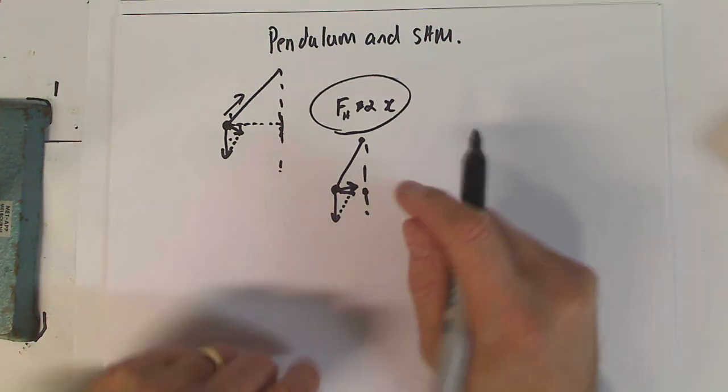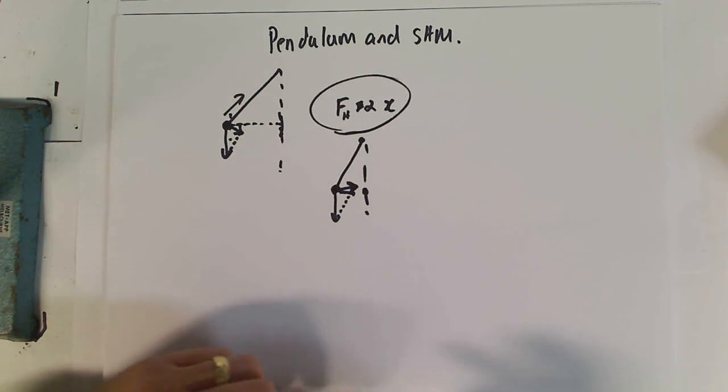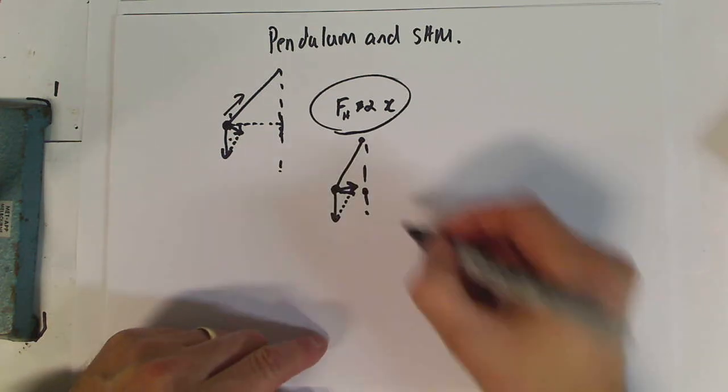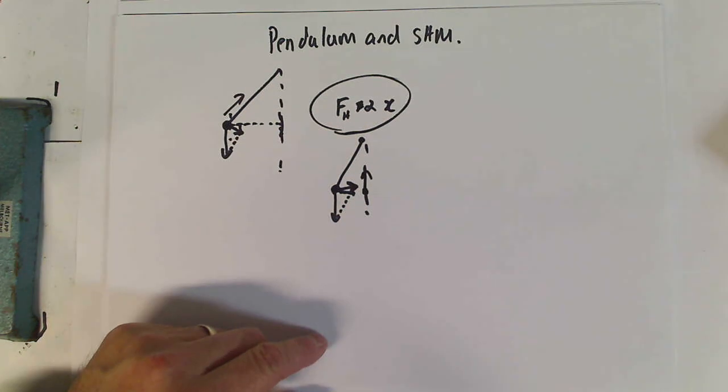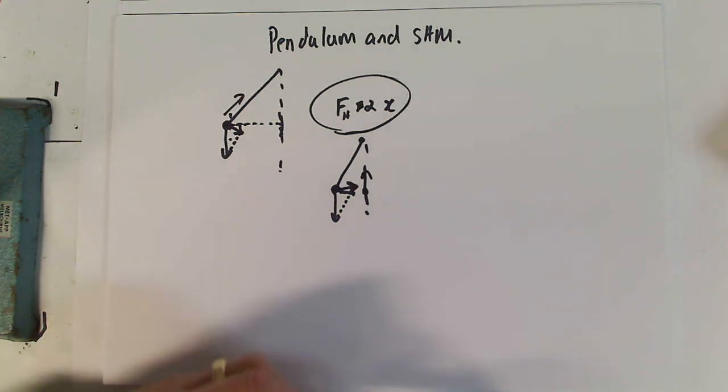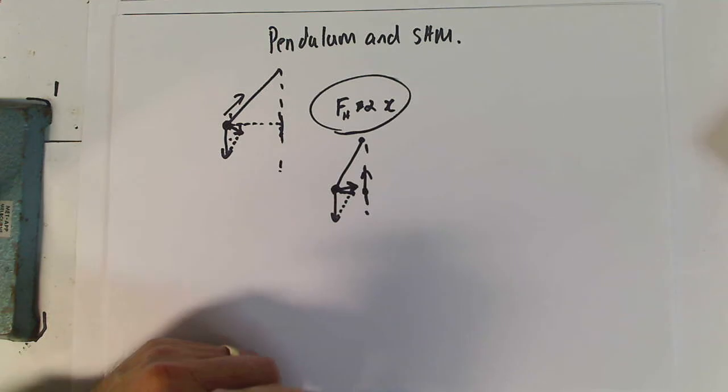Important that you understand the way this vector, the net vector, changes with something swinging backwards and forwards. By the time we're in the middle, the net vector is straight up. No horizontal component, therefore no force in the horizontal direction. Definitely a net force, but no force in the horizontal direction.